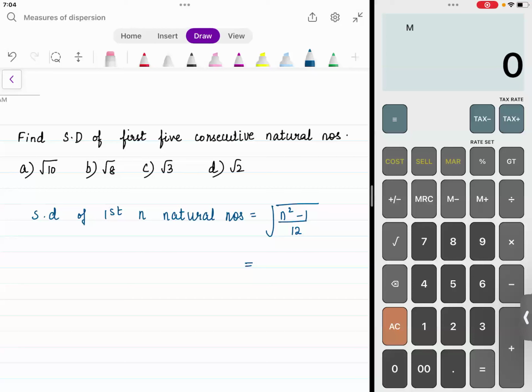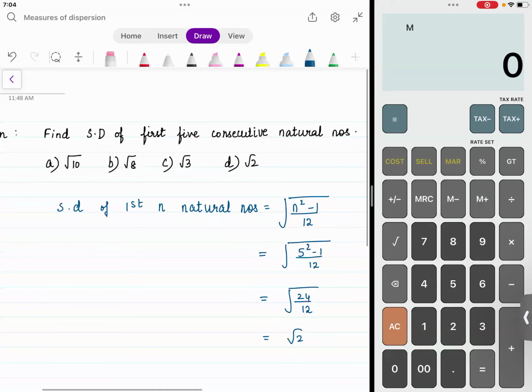Here, how many natural numbers are they asking us to find the standard deviation for? 5 natural numbers. So n is equal to 5. So root of (5 square minus 1) by 12. What is 5 square minus 1? It is 24. So root of 24 by 12, which is nothing but root 2. Option D is the correct answer. Let's go to the next question.